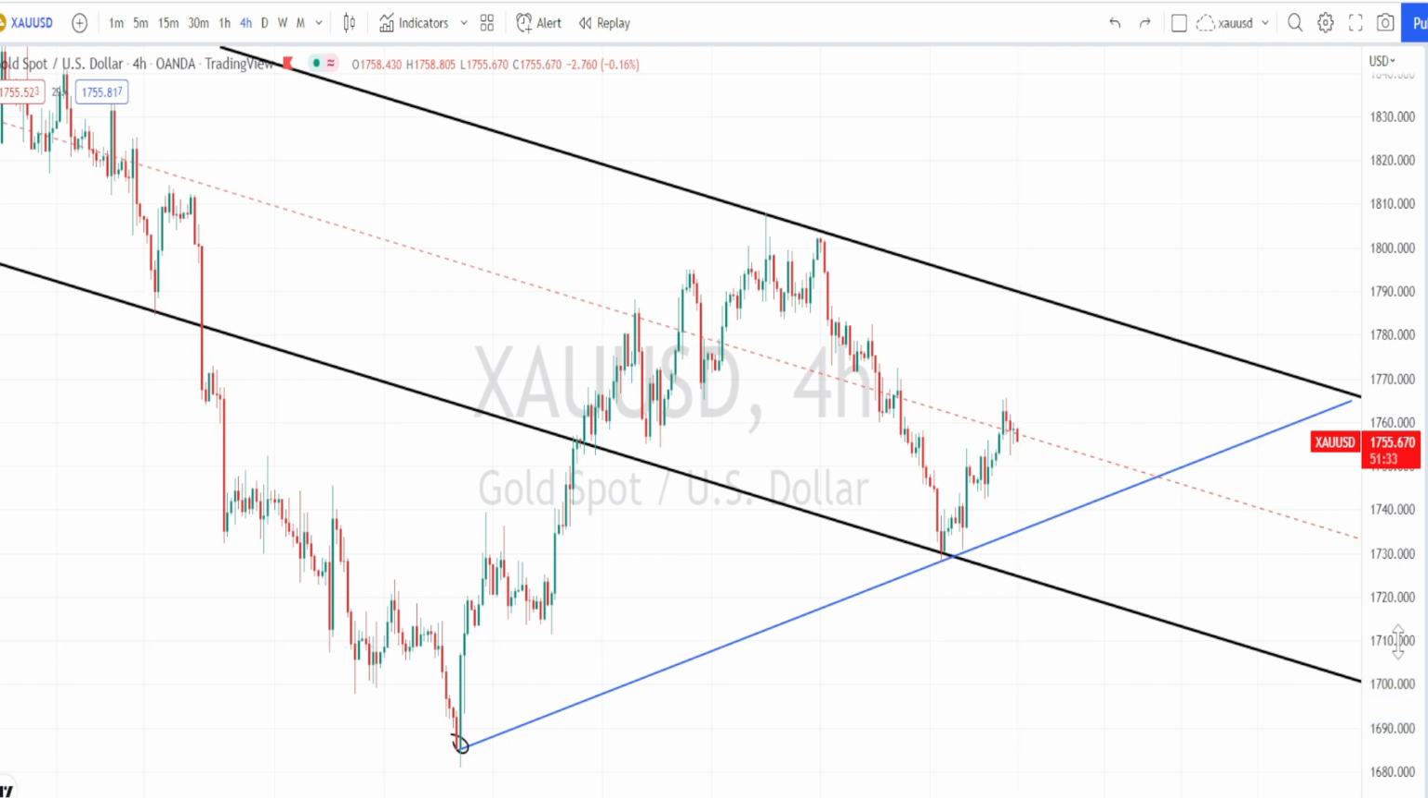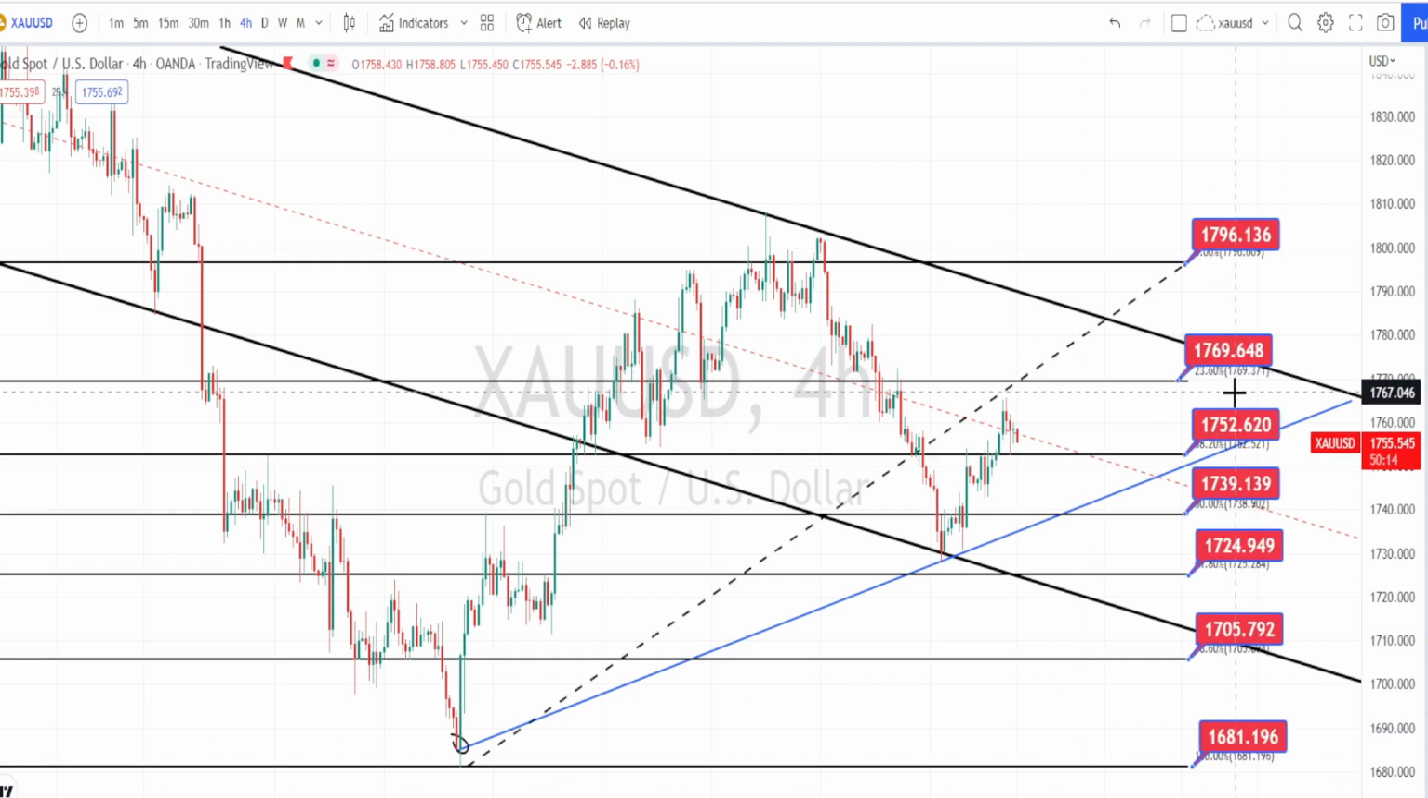So when we look at the resistance and support levels using the Fibonacci levels, currently we have noticed the price action to go near to the level of 1769 and to bounce back on the bearish side retracement. This level had acted as a very strong resistance in the past also, and this level of 1752 had acted as a very strong support and resistance in the past also. So wait for the price action to break this support level in order to take trades on the bearish side.